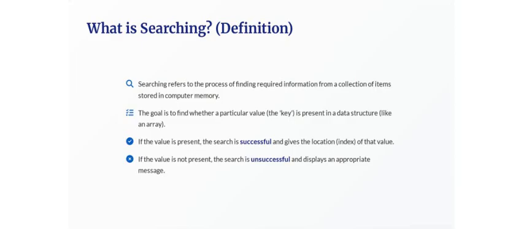We all know what searching is: finding the information. The goal of searching is to find whether a particular value is present in an array or data structure. Here the value we are searching for is called a key. If the key value is present, the search is considered successful, and we get the location of that value. If the value is not present, the search is unsuccessful and it will display that the value is not there. So that is searching.